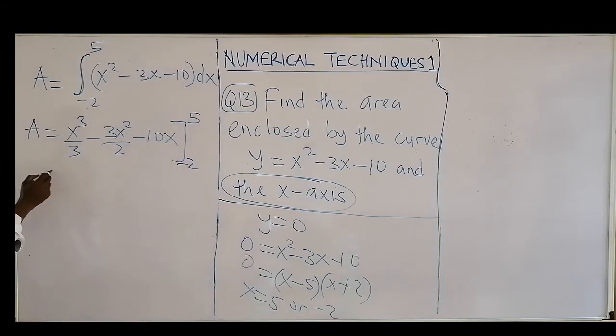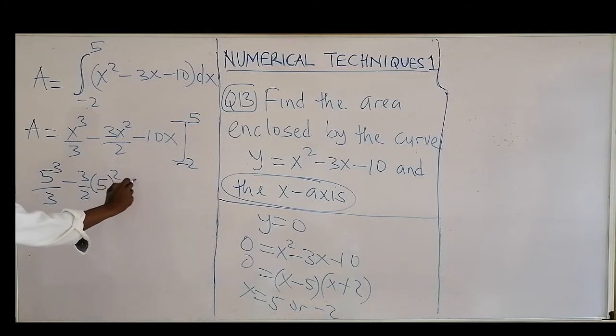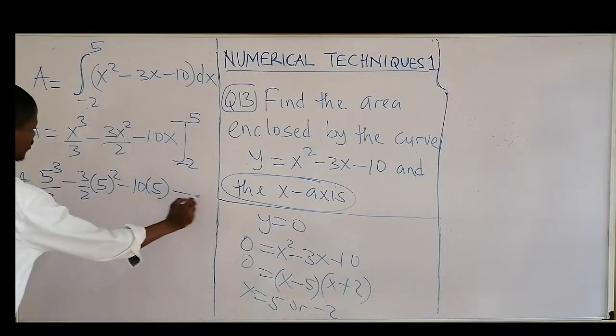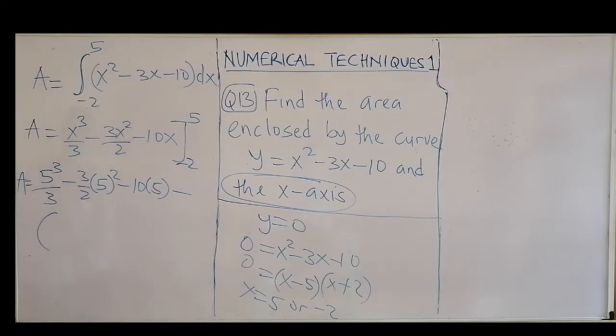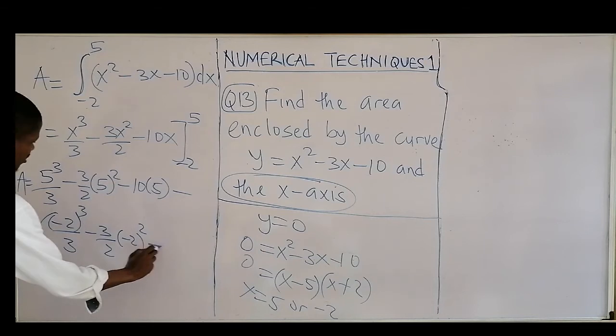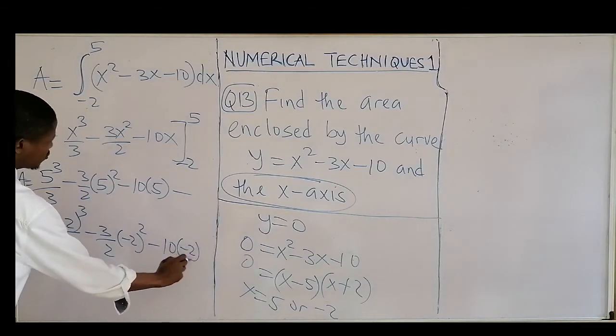Substitute the value. So we have 5 to the power 3 over 3 minus 3 over 2 into bracket 5 squared, minus 10 times 5. So that's the upper boundary. Then for the lower, do likewise also. You have minus 2 cubed over 3, and then minus 3 over 2 times minus 2 squared, and then minus 10 times minus 2.